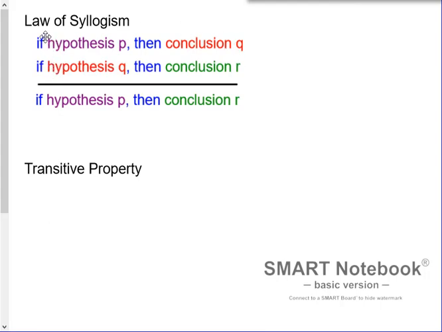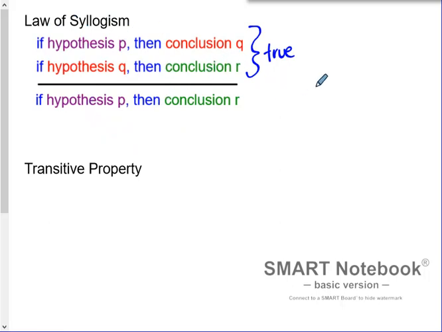The Law of Syllogism starts out with two conditional statements. So we have: if hypothesis P, then conclusion Q, and then if hypothesis Q, then conclusion R. And we have to know that these two statements are true. If they are not, our logic is going to break down and it will not work. So we will have a faulty proof, which we're going to be talking about next class. So if these two statements are true, then I can combine them into: if hypothesis P, then conclusion R.